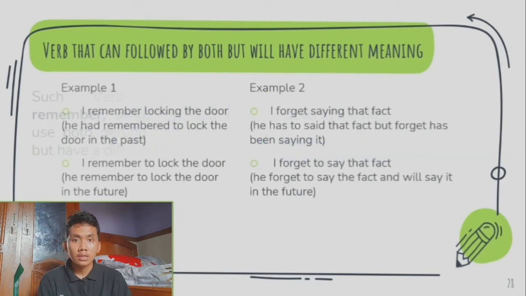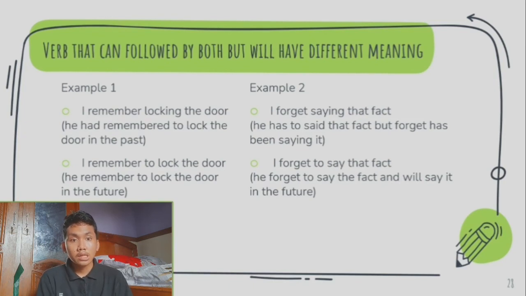For the examples, I have two examples. The first example uses the verb remember, with two sentences, the first using a gerund and the second using to infinitive. The first sentence is: I remember locking the door. It means he remembers that he locked the door in the past. The second sentence is: I remember to lock the door. It means he remembers to lock the door in the future.